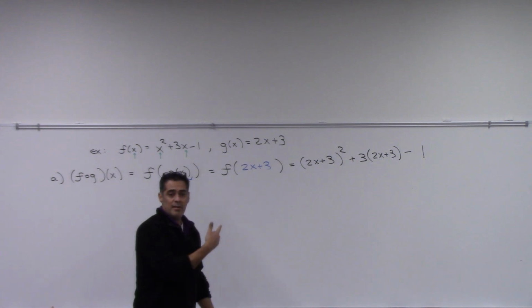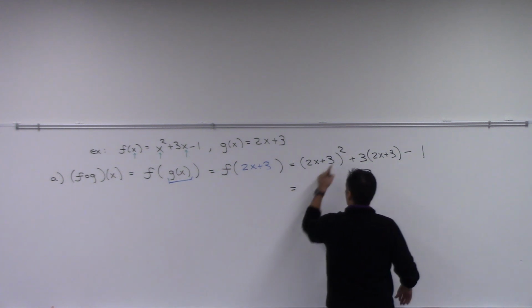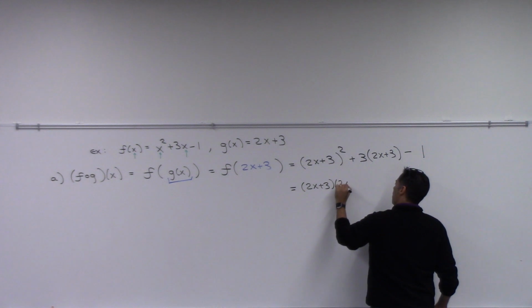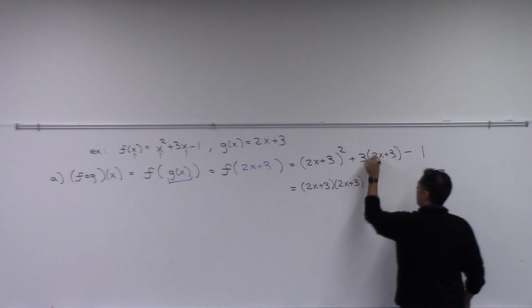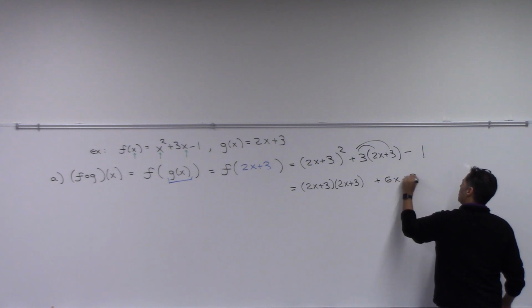All right, now we're not done. We're going to expand that. We're going to clean this up. So when I square that, I have to do 2x plus 3 times itself. And then on this, I have to distribute my 3 through. So plus 6x plus 9 minus 1.